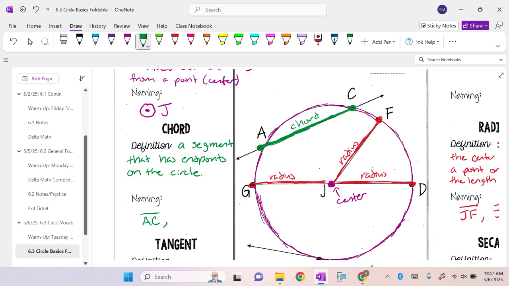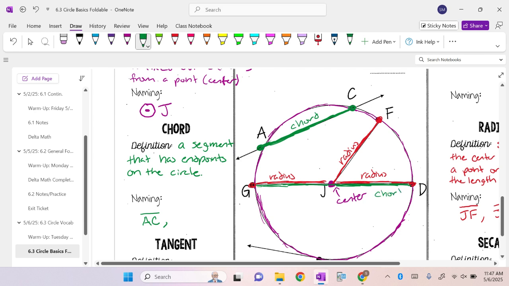GD. So from here to here, if we go from G to D, that is also considered a chord because it is a segment going from one end of the circle to the other. This one just happens to go through the center. And we would name it as such. Well, let's say DG.